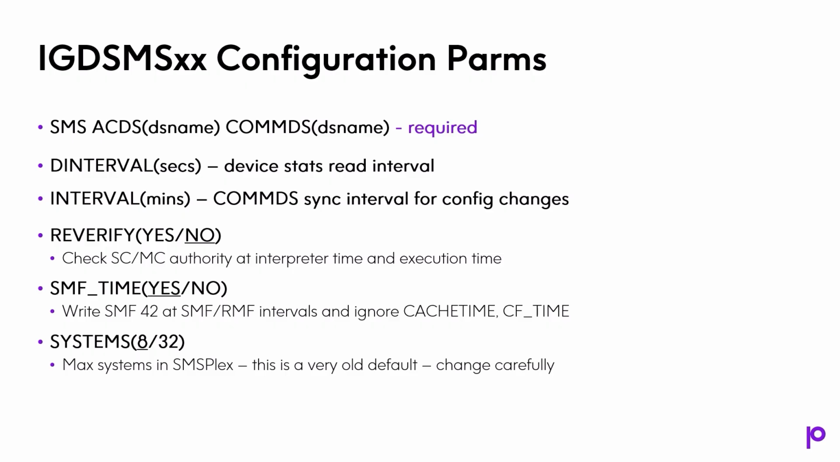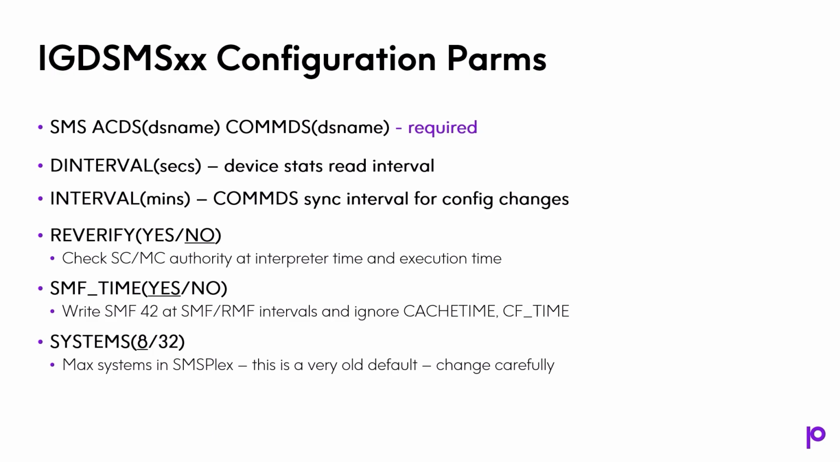One that's important, and the default for some reason is still 8 rather than 32, is the number of systems in the SMS plex. This cannot be set by command; it has to be set in the PARMLIB member. If you change it, you can only set it upward. You can change it from 8 to 32. It's a very old default, so if you've got more than 8 systems, which is now not uncommon in your SMS plex, you may need to set this to 32.